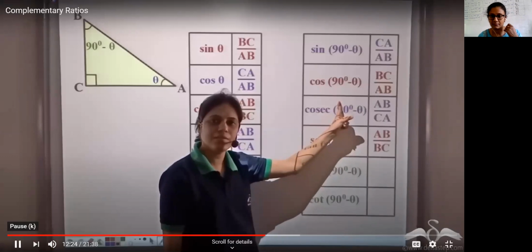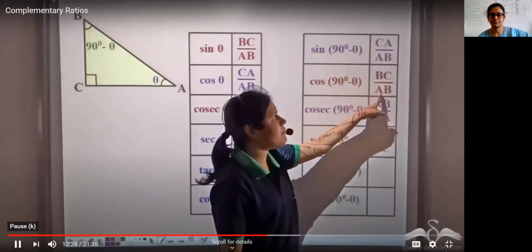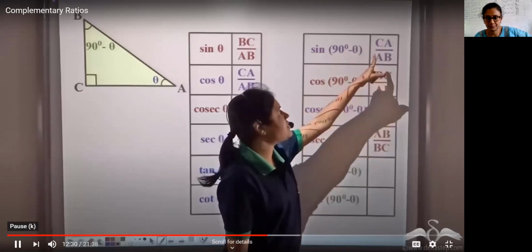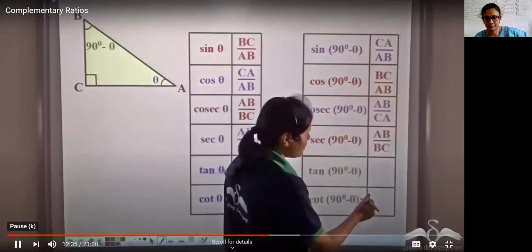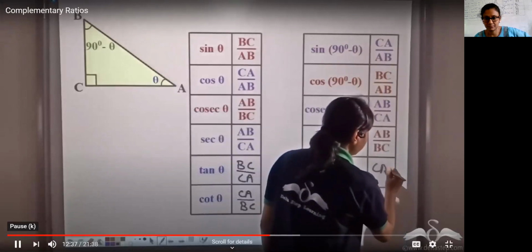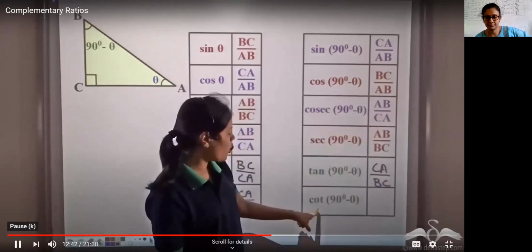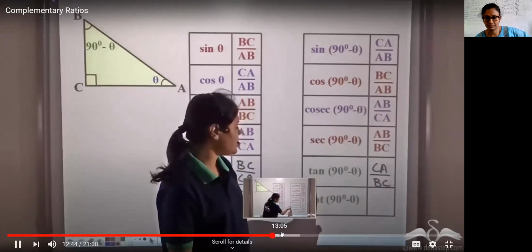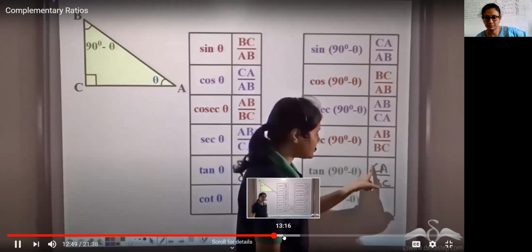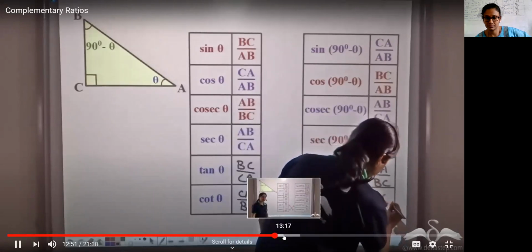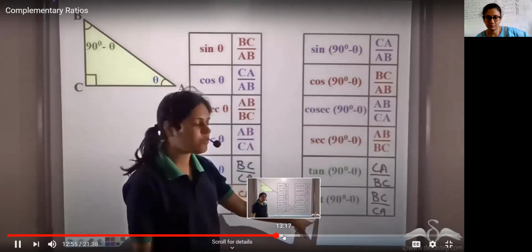Degree minus theta. So it is the ratio of CA by AB and BC by AB. That is CA by BC. So tan 90 degree minus theta is CA by BC. Cot 90 degree minus theta is the reciprocal of tan 90 degree minus theta. That is BC by CA. So this is what we have.